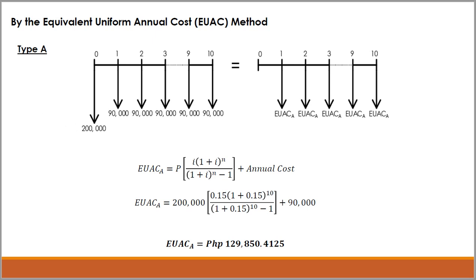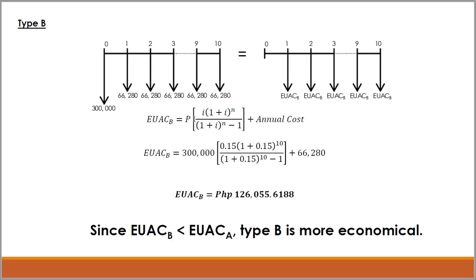Next, I hope you have understood this. So we just convert this into an equivalent annuity or annual cost. Then we add our annual cost of 90,000. So the result would be this value. Okay, the same procedure would be done for type B. So we have computed this in the previous method. So our annual cost is 66,280 pesos.